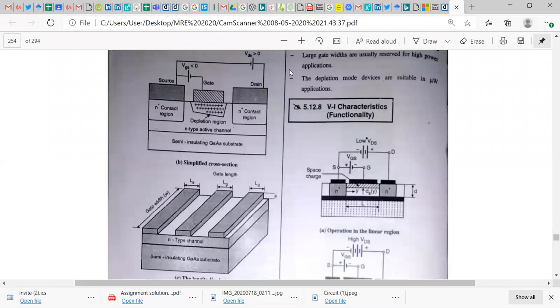We have seen the simple cross section of this FET. It consists of GaAs, over which we have an N type layer, and the doping concentration is increased to make N plus regions. A depletion region is formed below the gate terminal. VGS is always negative and VDS is positive. It is always greater than 0.